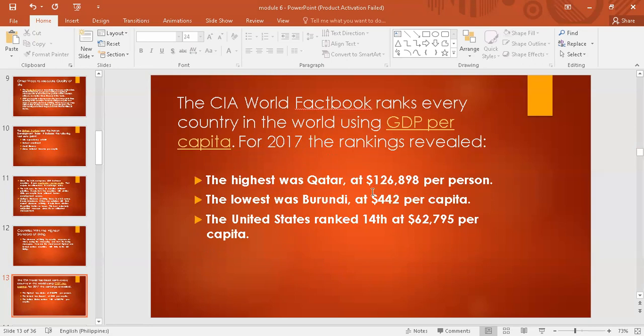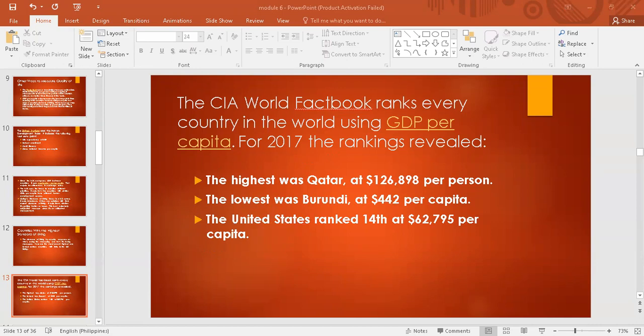Ang lowest naman, this is annual na kinikita ng tao, ang lowest po ay sa Burundi of 442 per capita. Let's divide it. Wait lang po, let's do the math. Kung yung 442 times 50, magkano? Medyo mahina tayo sa math. We need to check kung mas mahirap pa ba tayo sa Burundi, no?